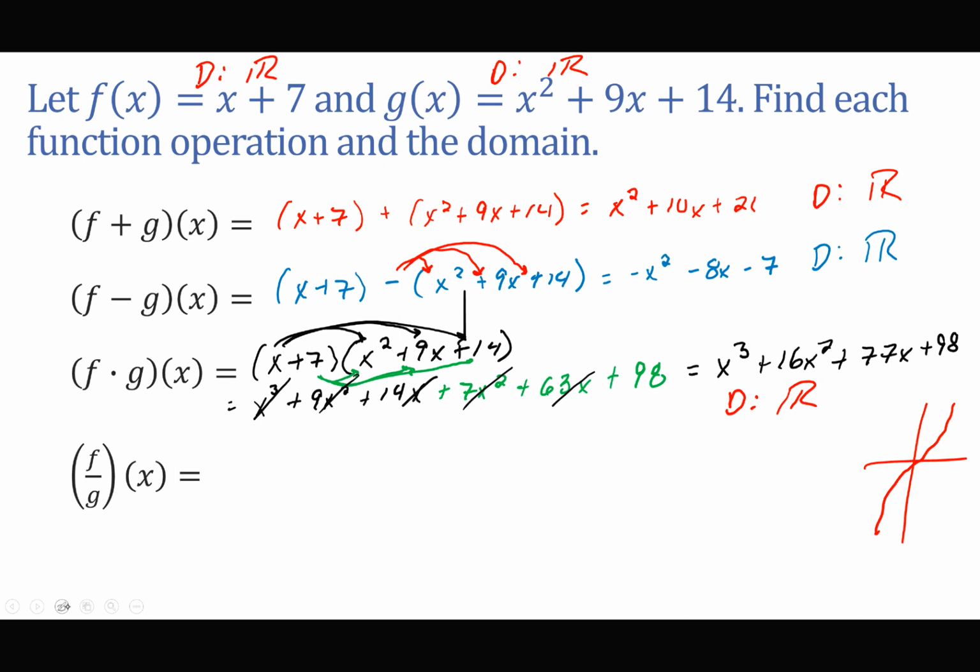And then this last one. So this one's the most fun. F divided by g, I want to do f of x as my numerator. So this is x plus 7 on top. G of x would be x squared plus 9x plus 14. I need to identify, are there any x values in my denominator that won't work? Are there any restrictions on that?